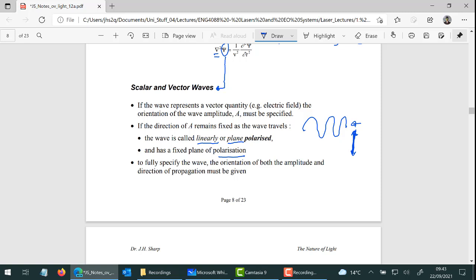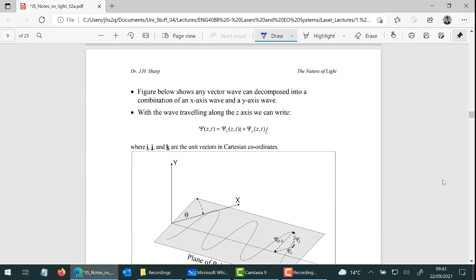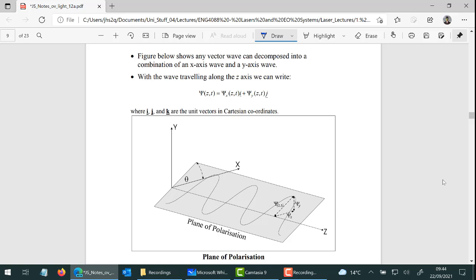So to fully specify the wave, not only do we need to know things like the speed of the wave, the wavelength, the period or frequency, we also have to think about the direction of the wave and the orientation of the amplitude as well, to get a full picture of how the wave is behaving.